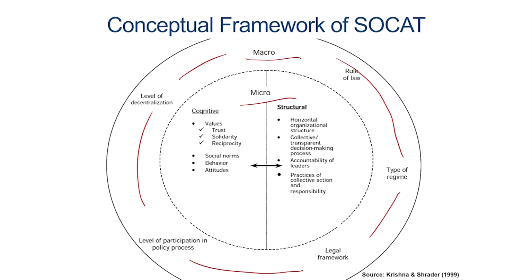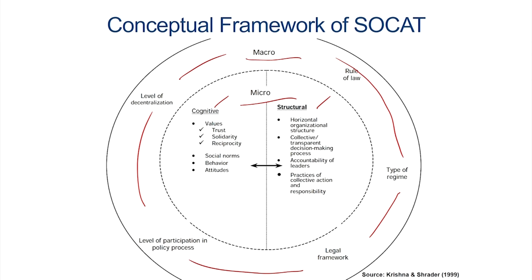The micro level refers to the potential contribution that horizontal organizations and social networks make to development. Within the micro level there are two types of social capital, cognitive and structural. The less tangible side of social capital, that refers to values, beliefs, attitudes, behavior and social norms, is termed cognitive social capital, and these values include the trust, solidarity and reciprocity that are shared among members of a community and that create the conditions under which communities can work together for a common good.